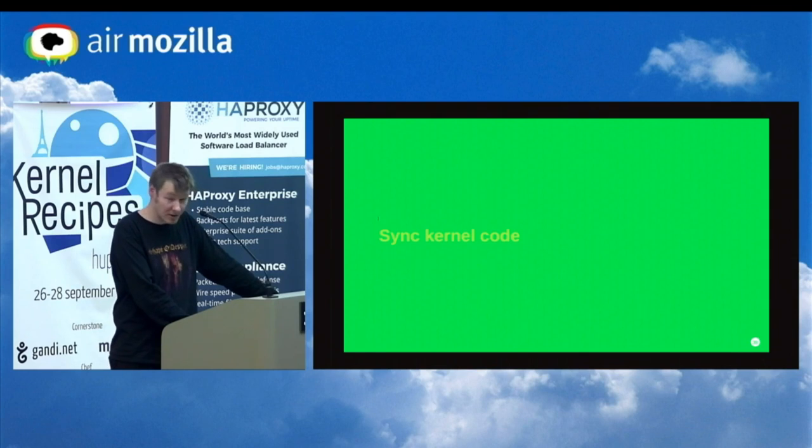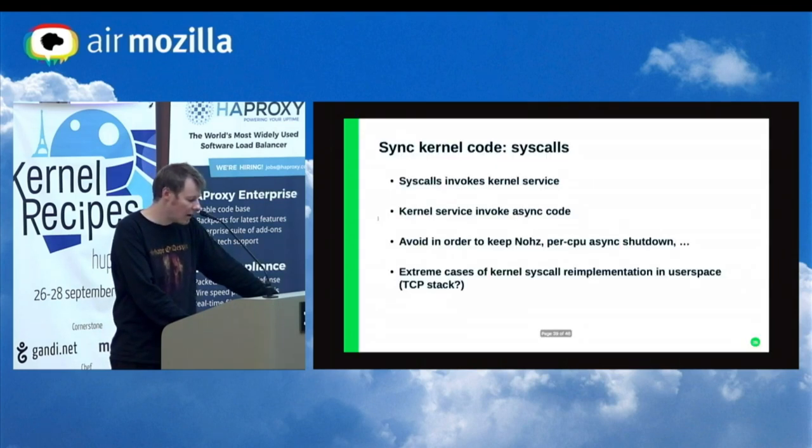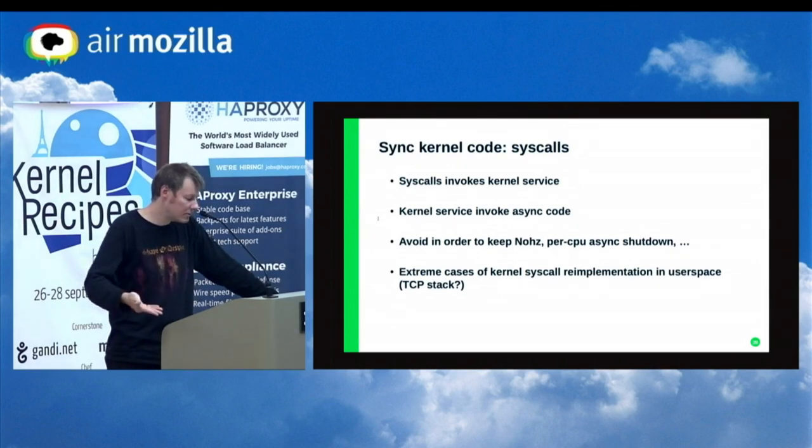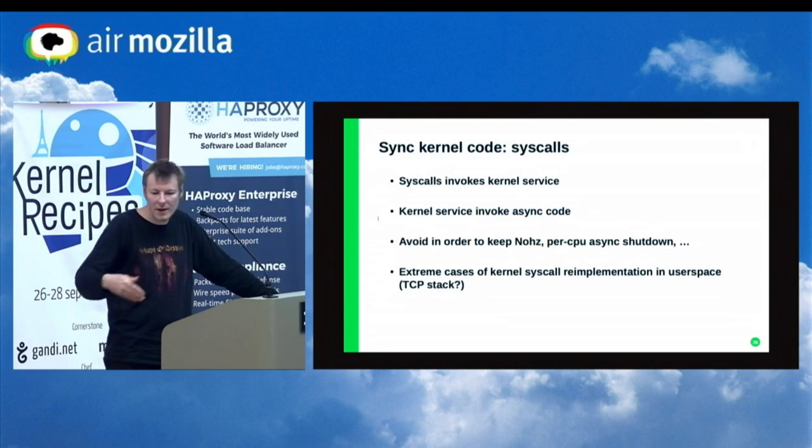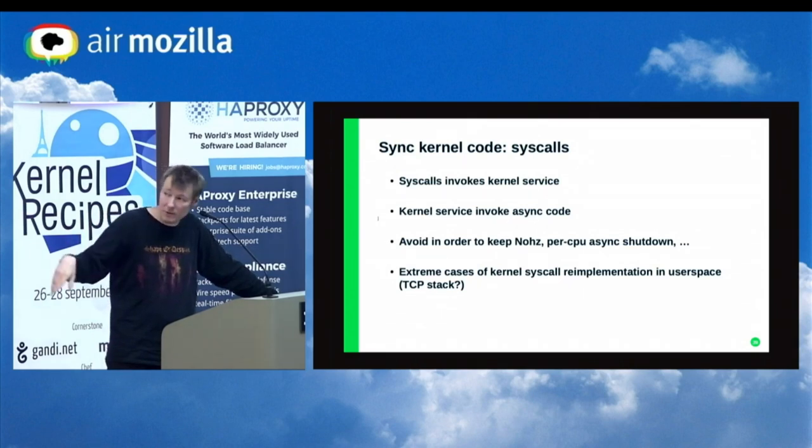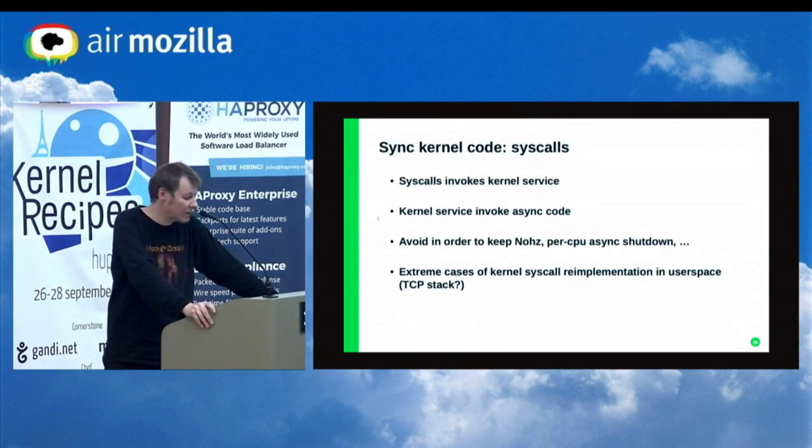Now, about synchronous kernel code, this is probably the easiest part. Of course, syscalls invoke kernel services, which in turn can raise asynchronous code. Therefore, you need to avoid them if you want to keep the tick out of the CPU, and if you want to avoid starting some per CPU asynchronous code.